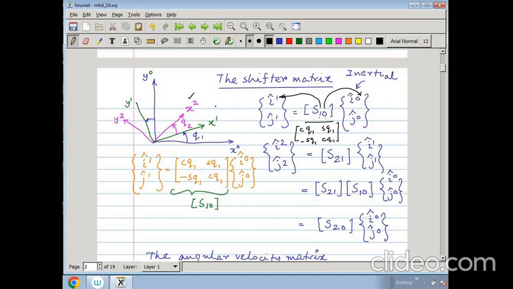So this is the shifter matrix. Again, if you take 2 and 1, the shifter matrix between 2 and 1. So these are the unit vectors of 2 and these are the unit vectors of 1. Now if in place of this again you write this, this becomes the shifter matrix between 2 and 0. So this is S21 and this is S10. So S21 into S10 is what we call S20.